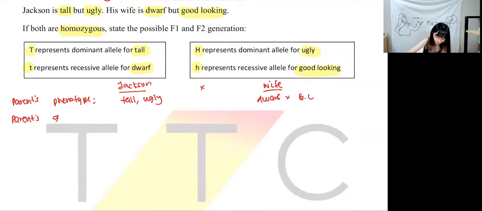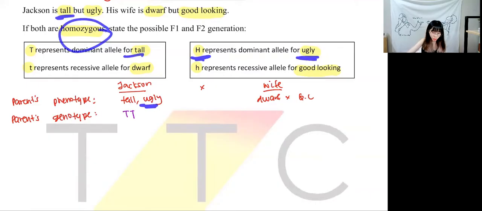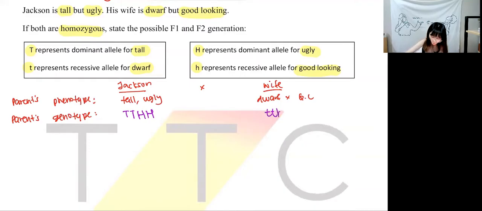We're going to try the second one. It's called parents' genotype. Parents' genotype, we cannot do it wrongly. Once you get the parents' genotype wrongly, your F1, F2, everything will be wrong. So this genotype is very, very, very important. Now, tall is what? Homozygous, right? It means the same, right? So tall, it means two big T, right? Dominant, homo, right? Two big T. Ugly is what? Ugly is dominant also, right? So two big H. Now, dwarf is what? Dwarf is two small t. Good looking is two small h.